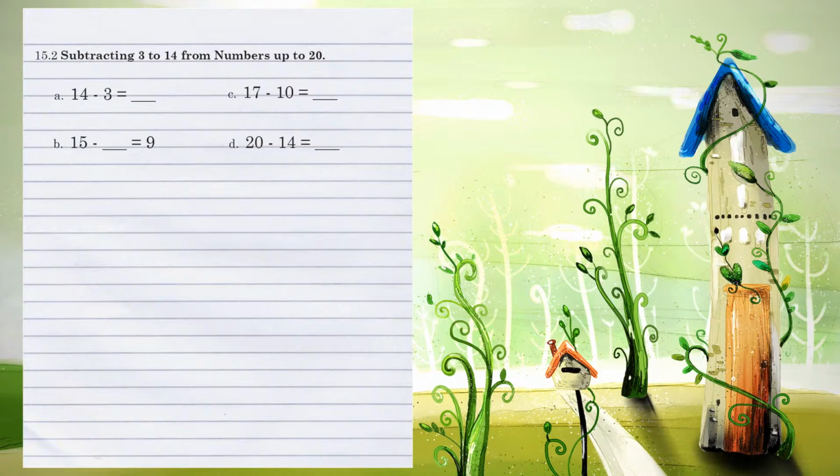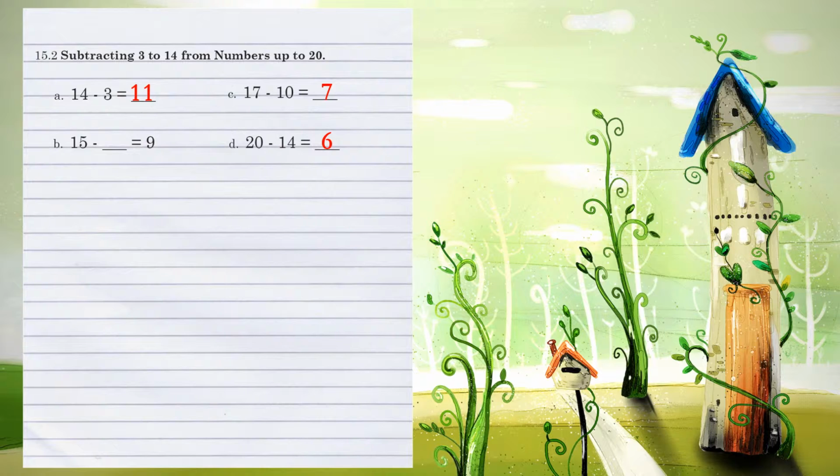Unit 15.2, subtracting 3 to 14 from numbers up to 20. Look at example A. 14 minus 3. If we look at the ones position, 4 minus 3 is 1. In our tens column, we just have the one number, so we carry it over to make an answer of 11.